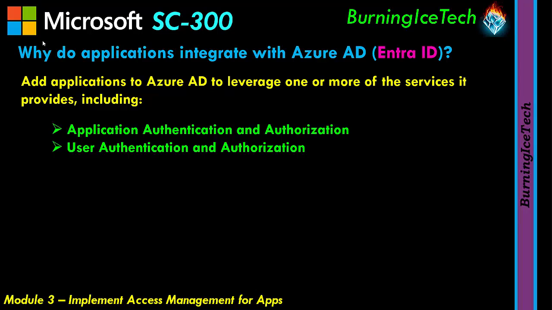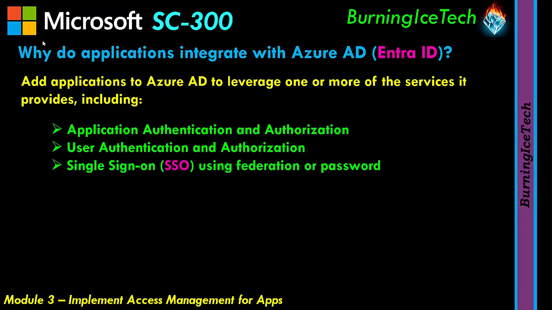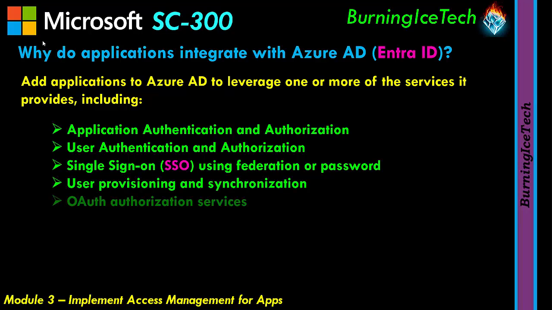Oh yeah, okay. The second one is user authentication and authorization, to prove you are who you claim to be and what privilege you've got. The first one is for applications. The third one is single sign-on using federation or password. The fourth one is user provisioning and synchronization. The fifth one is OAuth authorization services, application publishing and proxy.